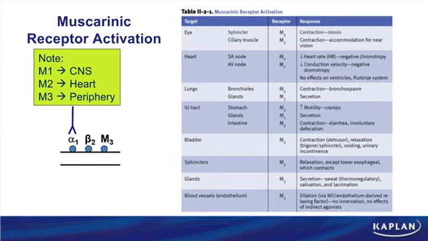You know what's nice about that? If you put the receptors in alphabetical order, alpha, beta, and then muscarinic, you've also put them in numerical order, 1, 2, and 3. That's kind of nice. Alphabetically and numerically, it matches up very nicely.